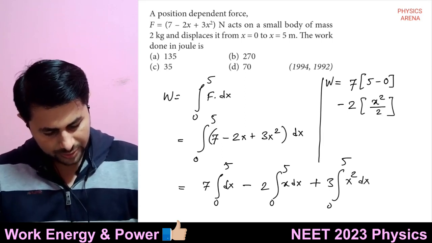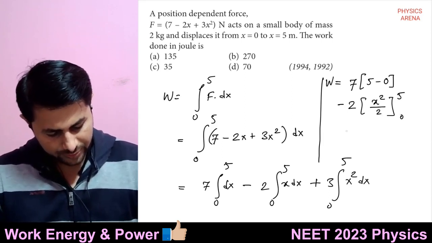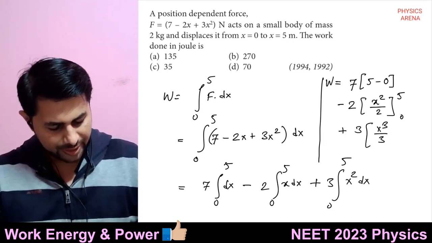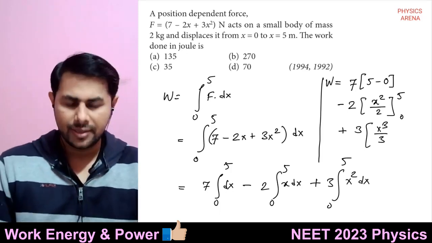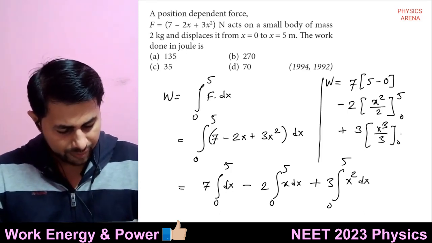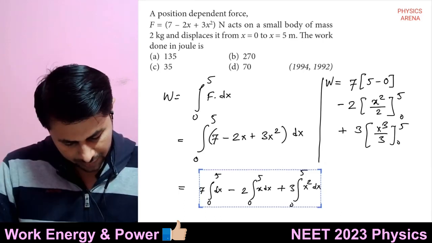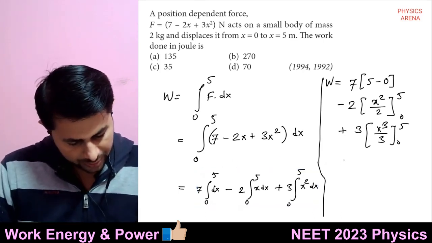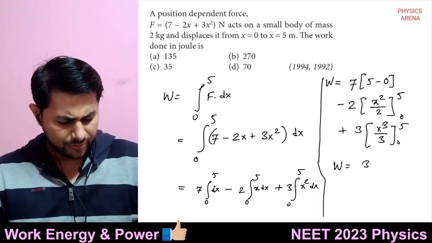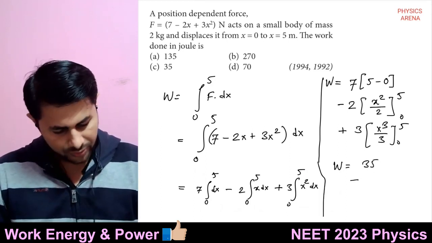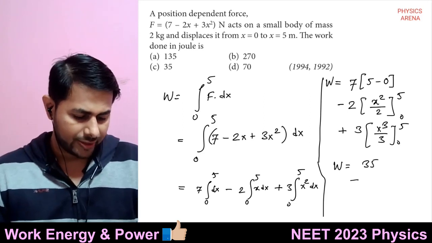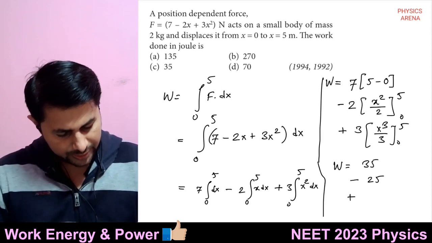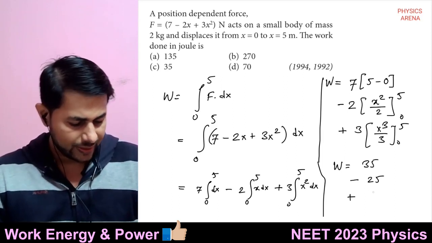Okay, from 0 to 5, and plus it is 3 times x cube divided by 3. The integral of x square dx is x cube upon 3 from 0 to 5. All right, so this is equal to 35 minus this, 2 and 2 get cancelled. So 5 square is 25 minus 25, and plus 3 gets cancelled. 5 cube is 125.